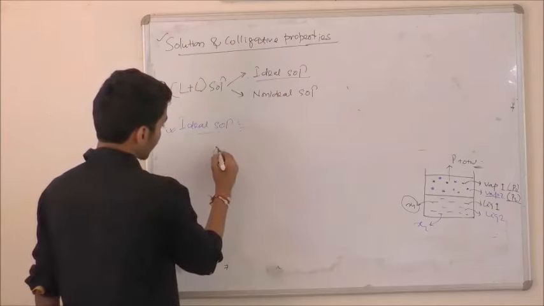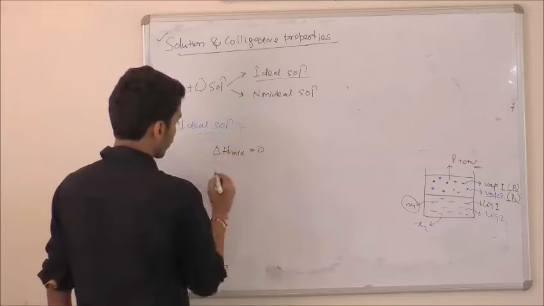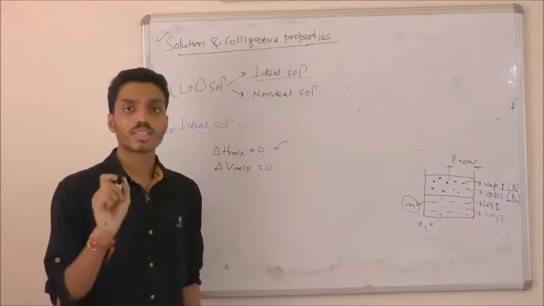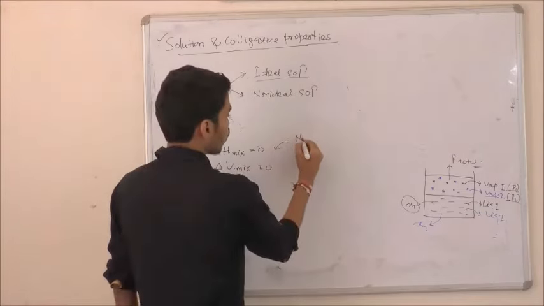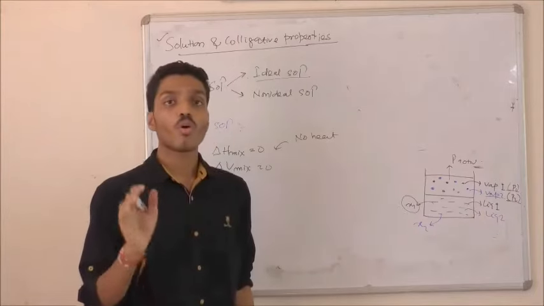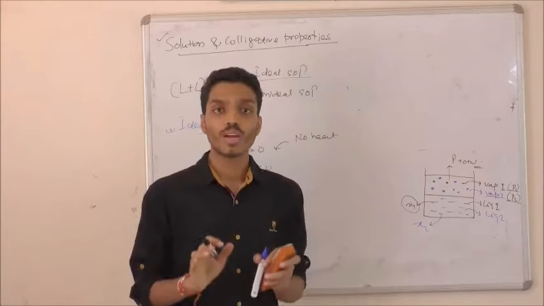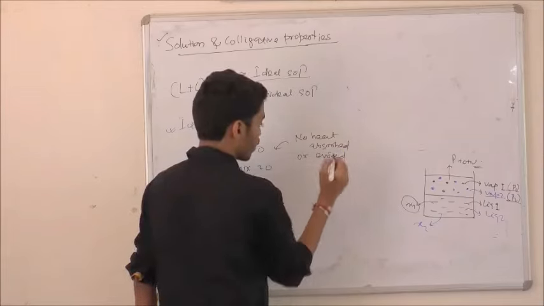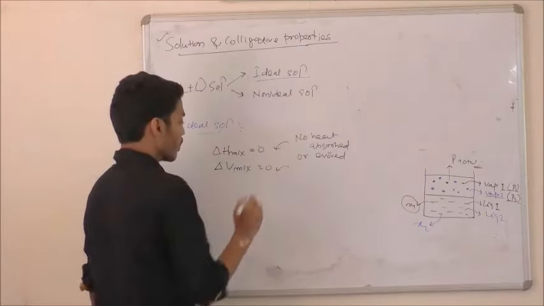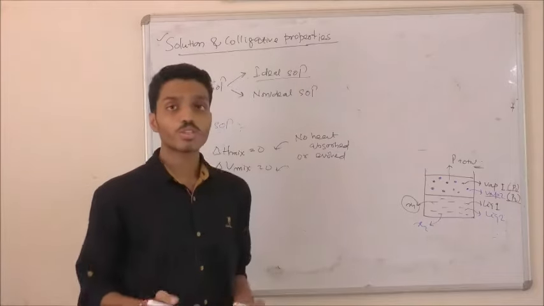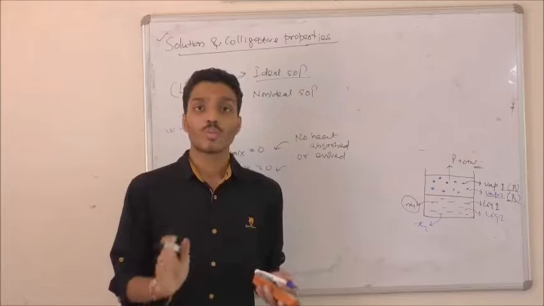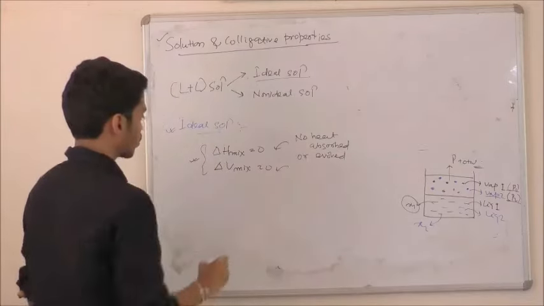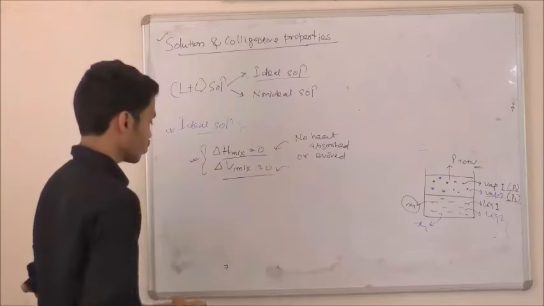Actually guys, it has two main properties. One is delta H mix equals 0 and another is delta V mix equals 0. What is delta H mix equals 0? It means the enthalpy of mixing should be 0, that is, no heat should be absorbed or evolved when we mix two components to form a solution. And delta V mix equals 0 means the total volume should be equal to the summation of the volumes of each component that we mix to form the solution. So these are the two very important properties of an ideal solution: delta H mix should be 0 and delta V mix should be 0.